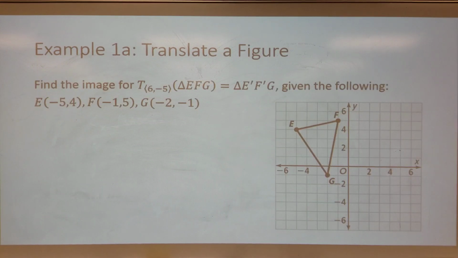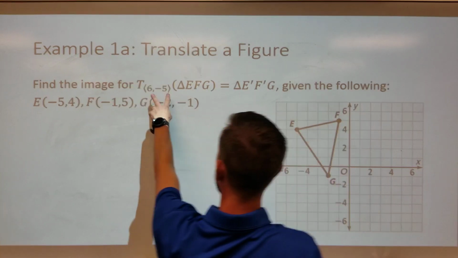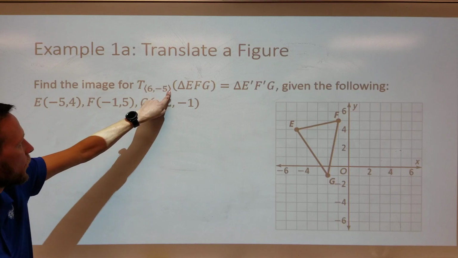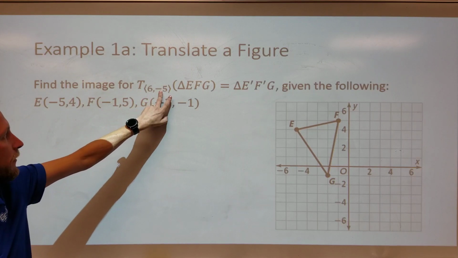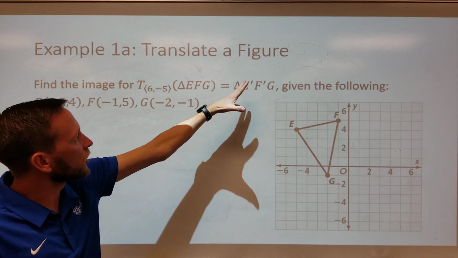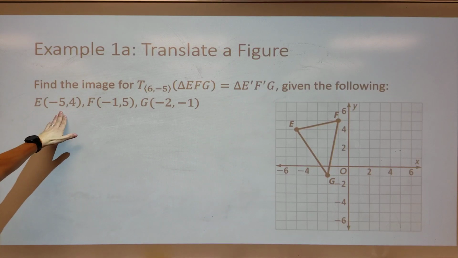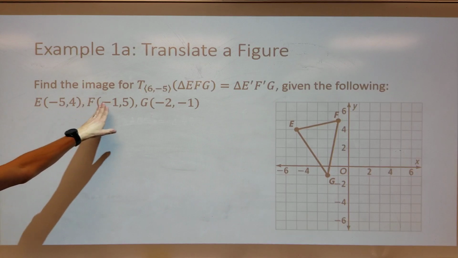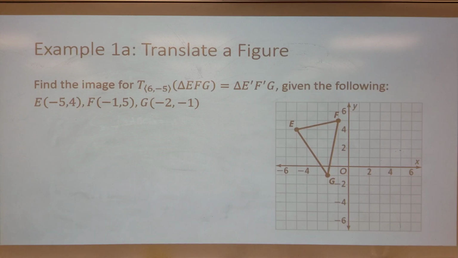So let us try to translate this image, triangle EFG, in this way. We have T with subscript bracket 6, -5 of triangle EFG, which is going to give us our new location. Here are the locations for E, F, and G, and there it is plotted. Pause the video if you need to graph that.